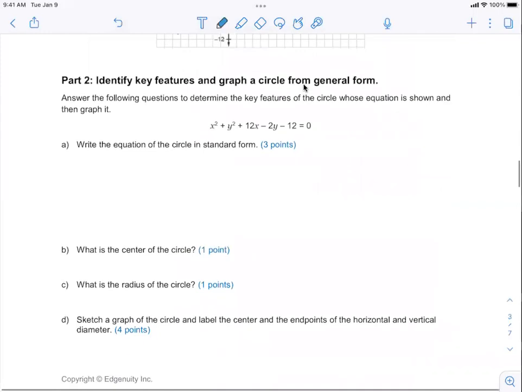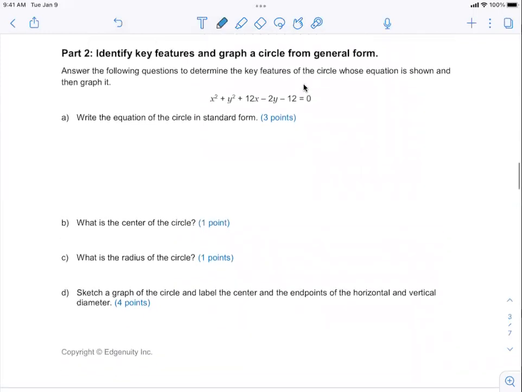Part 2, identify key features and graph a circle from general form. So no longer a parabola, but now we're onto a circle. So we want to write the equation of the circle in standard form. And what we're looking for there is x minus something squared plus y minus something squared equal to the radius squared. That's standard form. So what do we have to do for this one?